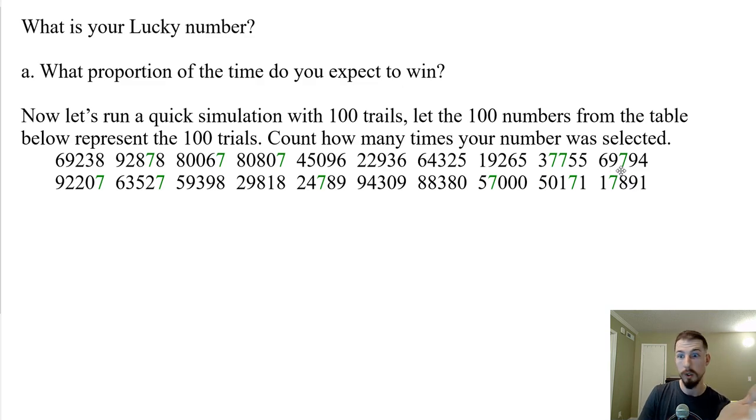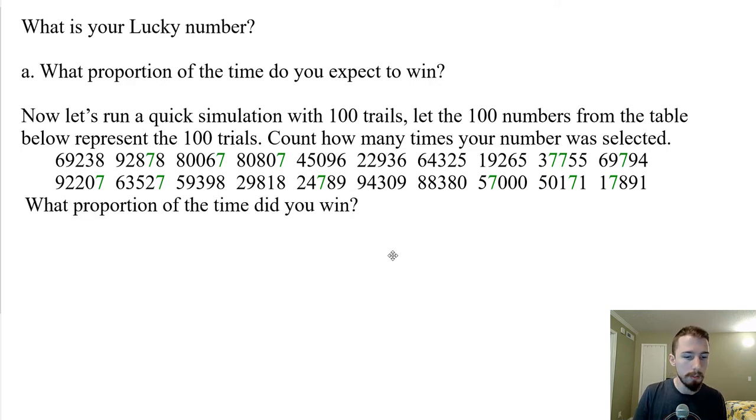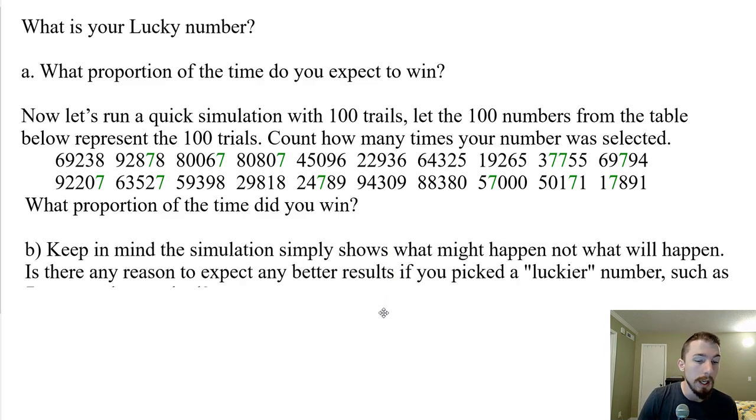So if you selected 7, that was actually better than what we expected. But in the long run, they're all going to even out. Anyway, yay, empirical probability. What proportion of time did you win? 12 out of 100, which would be 12%. Keep in mind, the simulation simply shows what might happen, not what will happen, because, again, it would be a different set of random numbers for the actual outcomes that did happen. All right, is there any reason to expect better results if you picked a luckier number? No. Such as 7. We did 7, but you get the idea.